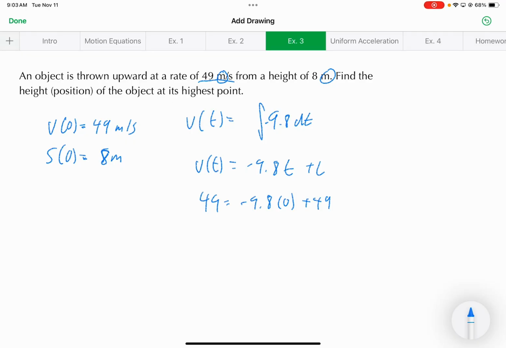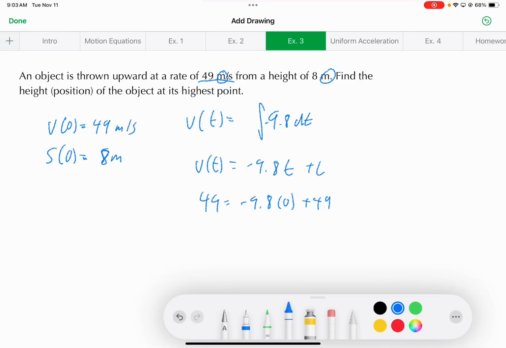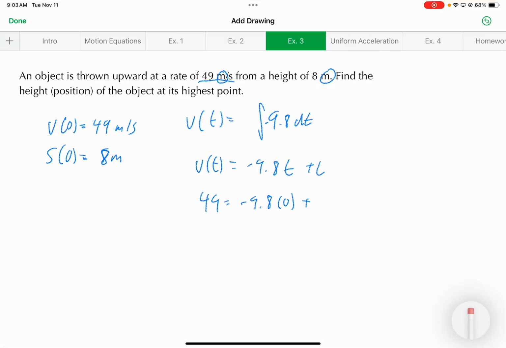So then I wrote 49, and I shouldn't have done that. This should be a C here. But C is 49, so maybe that's just what my brain was thinking. Okay, so then my velocity function is going to be negative 9.8t plus 49.